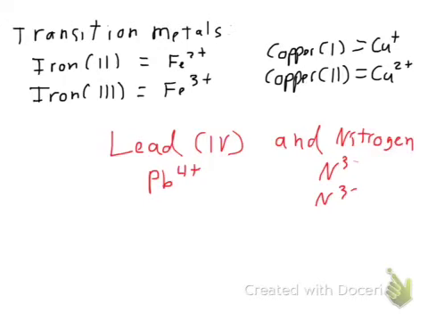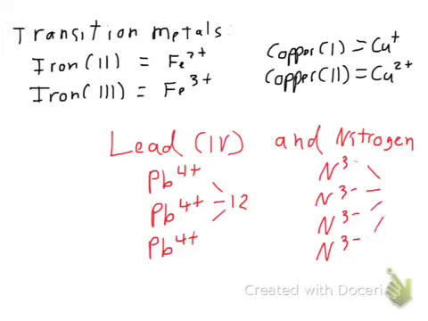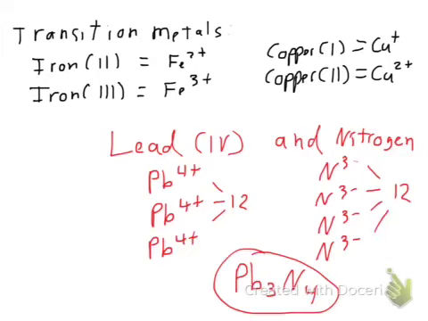Well, since we didn't have enough negatives, we add another one. Now we have 4+ and 6-. Not good. Well, now we add another Pb. Now we have 8+ and 6-. So we have too much positive, not enough negative. Add nitrogen. 8+, 9-. Okay, we need more positive. How about that? 12+ and 9-. Nope. There we go. 12+, 12-. Pb3N4.